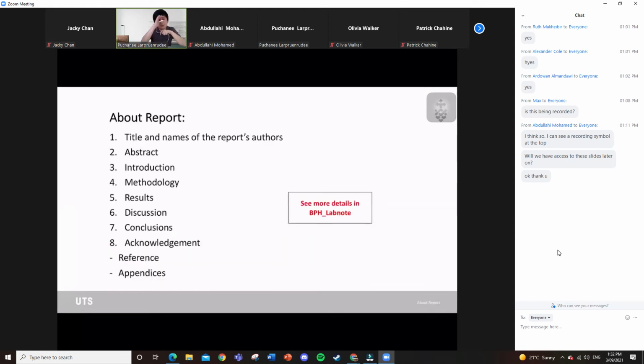So about the report, you should include the title, name of the report author. The abstract, you can write it around 1 or 2 sentences. The introduction, methodology, results, discussion, conclusion, and acknowledgement. You can include the reference and the appendix. So you can see more detail in the lab note.